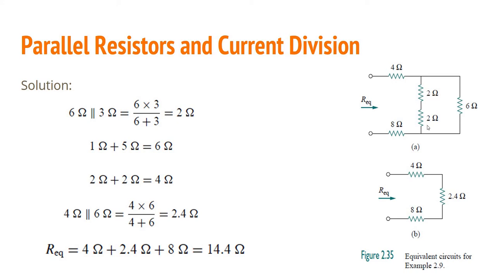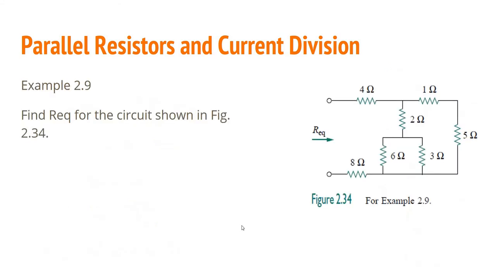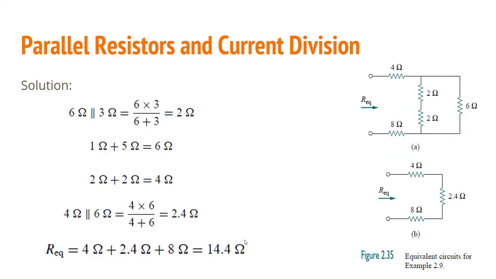Then this 4 ohms is in parallel with 6 ohms. So, 4 ohms in parallel with 6 ohms equals 4 times 6 over 4 plus 6, which equals 2.4 ohms. What remains is 4 ohms, 2.4 ohms, and 8 ohms, which are now in series. Since they are all in series, you can total them directly. The equivalent resistance equals 4 ohms plus 2.4 ohms plus 8 ohms, equals 14.4 ohms. Therefore, the equivalent resistance of this circuit is 14.4 ohms.